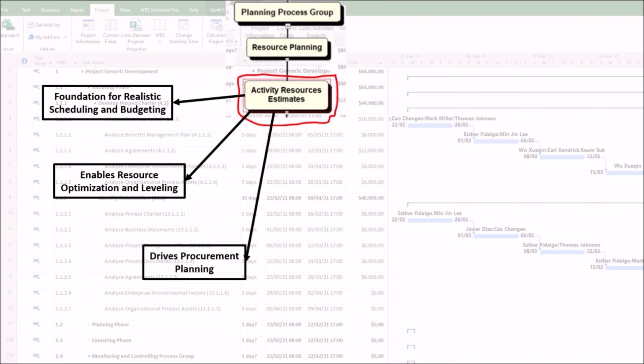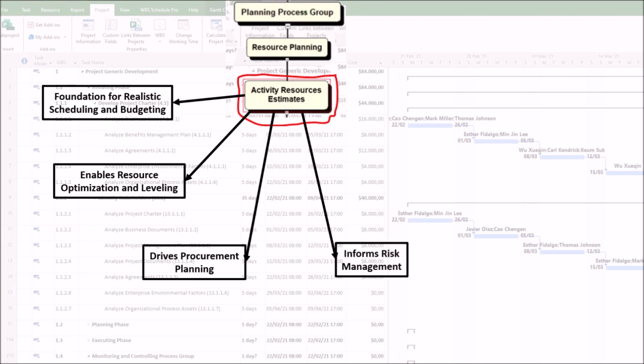3. Drives procurement planning. The process explicitly identifies which resources need to be procured from outside the organization. This triggers the entire procurement management knowledge area. You can't create a procurement strategy or approach vendors without knowing exactly what materials, equipment, or services you need to acquire.